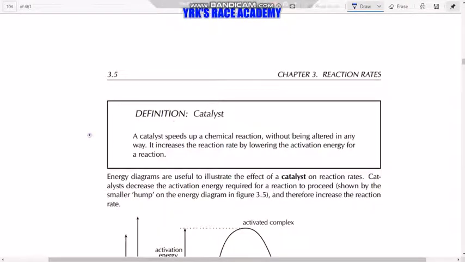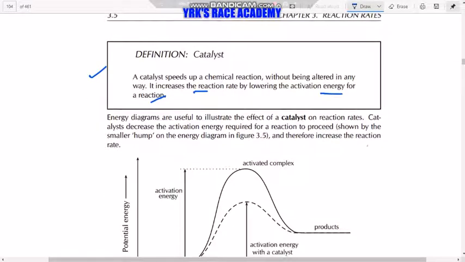Once again, we'll see what is the meaning of a catalyst. A catalyst speeds up a chemical reaction without being altered in any way. It increases the reaction rate by lowering the activation energy of the reaction. It's the most important point to be noticed from the examination point of view. What is the role played by a catalyst? You should be able to tell this one.